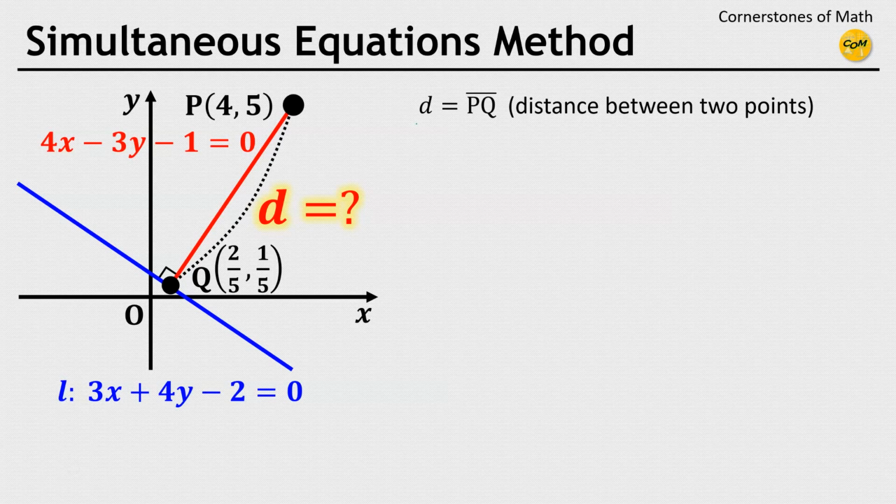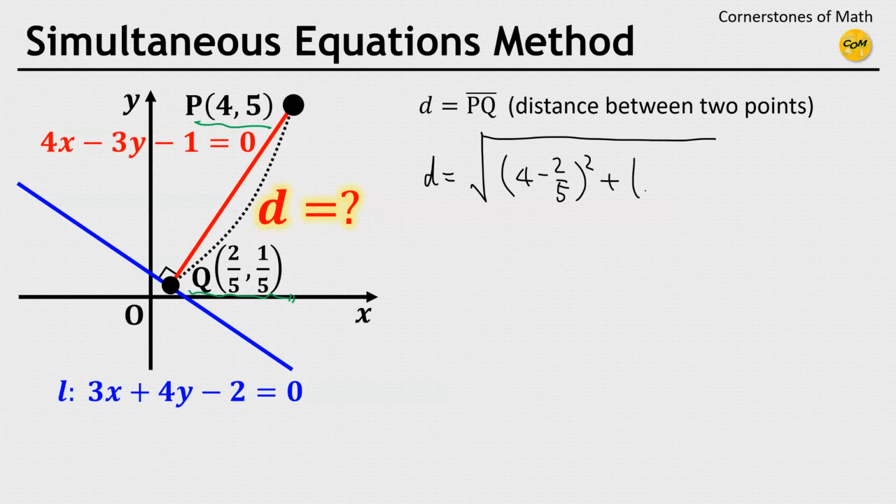And once point Q is found, finding distance d is easy. You just use the formula for the distance between two points using these points P and Q. So we have d equals the square root of (4 minus 2 over 5) squared plus (5 minus 1 over 5) squared, which you can compute to obtain 3. The same answer as the one obtained by the formula.